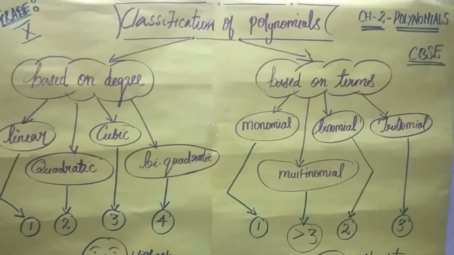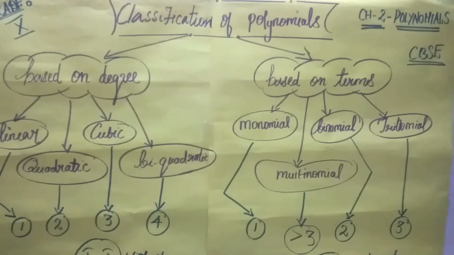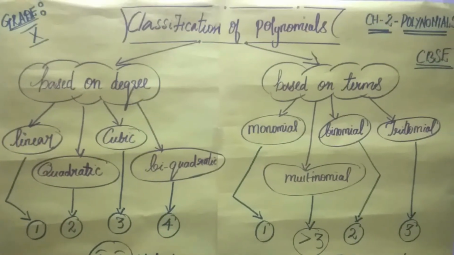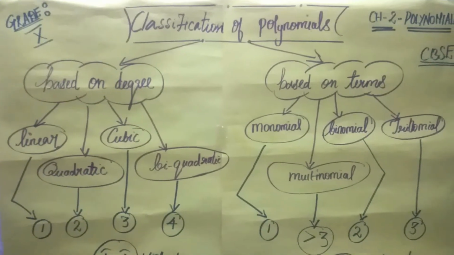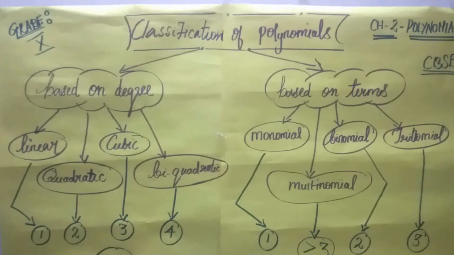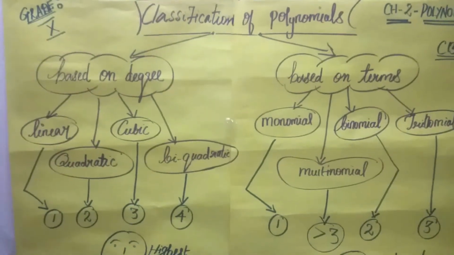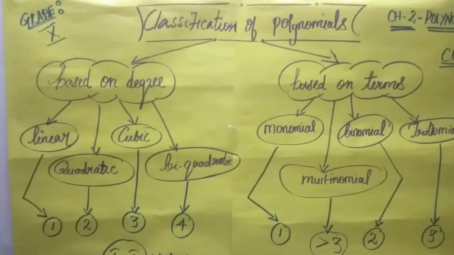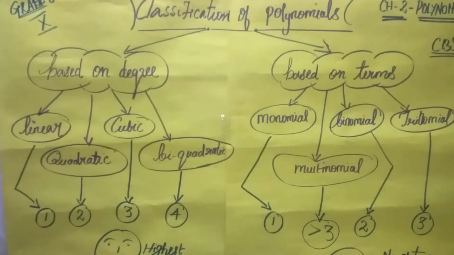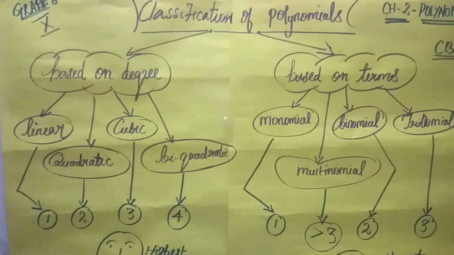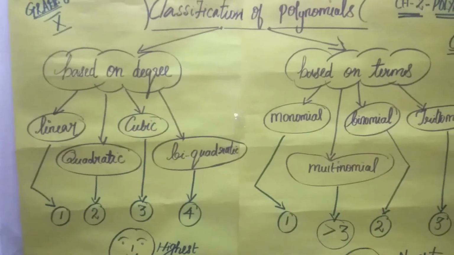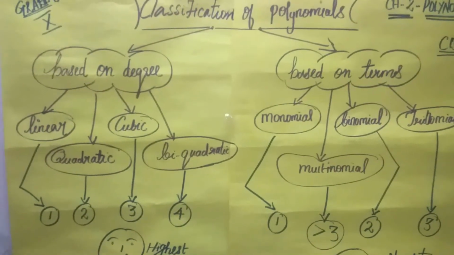Today in this video I am going to explain chapter 2, Polynomials, in the NCERT book. Before I enter this chapter, I just want to give you a small recall about the classification of polynomials. Polynomials are classified in two ways: one based on degree and another based on terms. Let's see first based on degree.